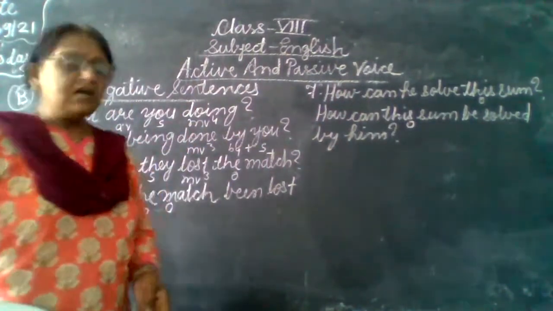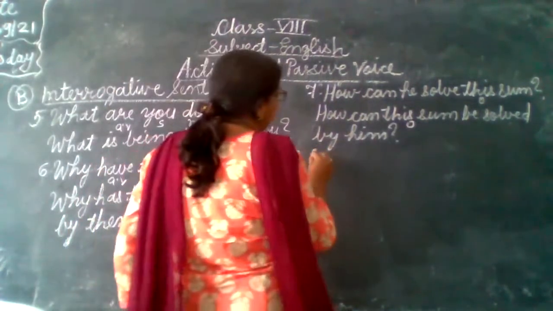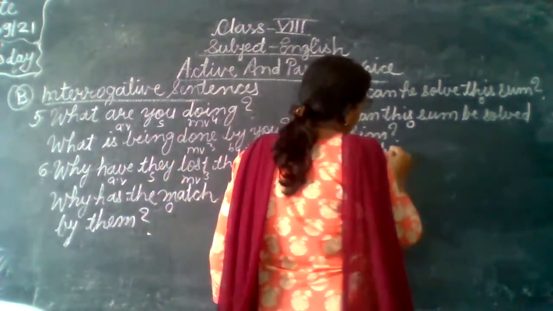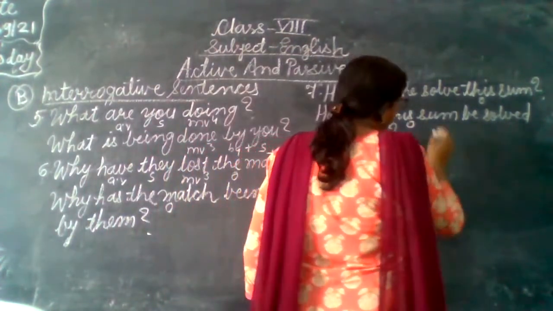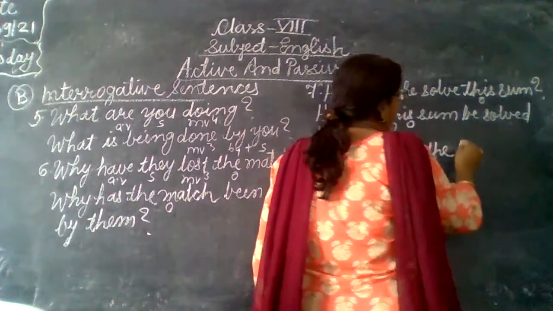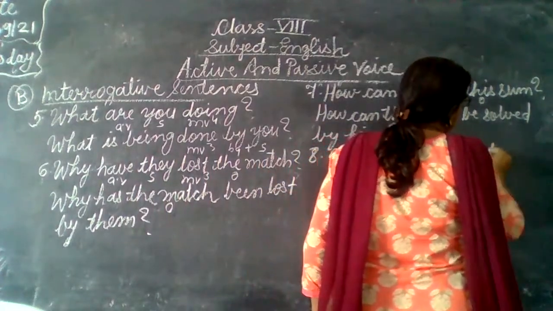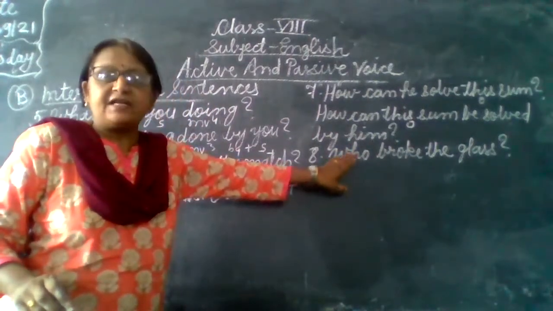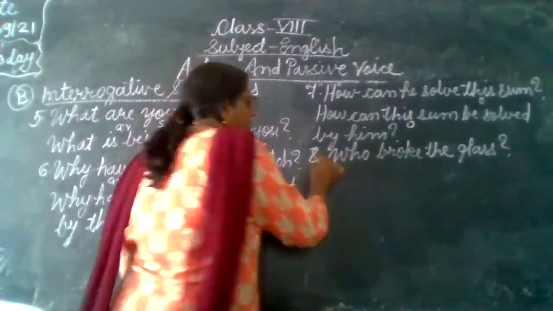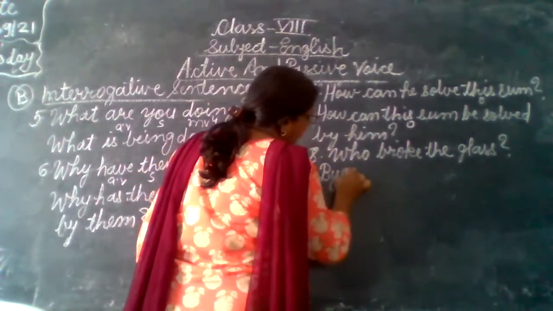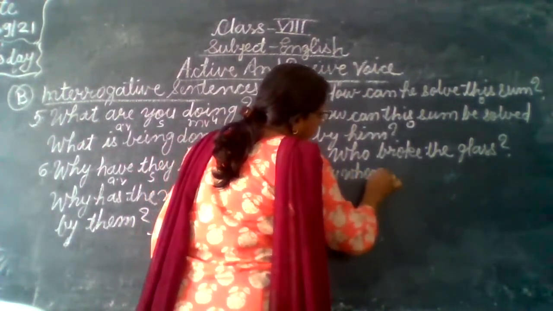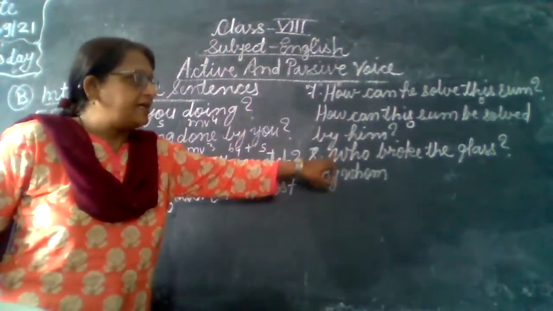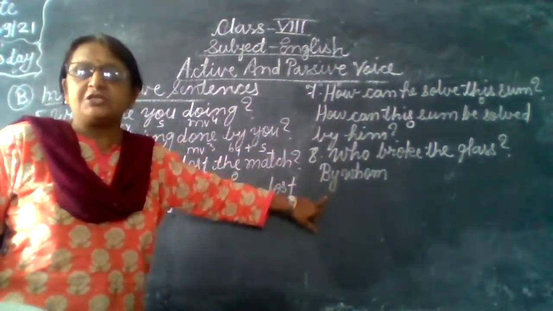Okay. Now suppose the 'who' we haven't done yet. Next sentence. Who broke the glass? Here there is one difference. Who will change into by whom. First, we will use by whom. Okay? By whom. Only the difference is that who is different from others. Who will change into by whom?